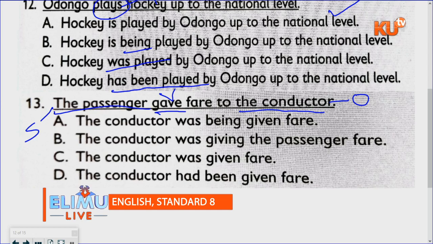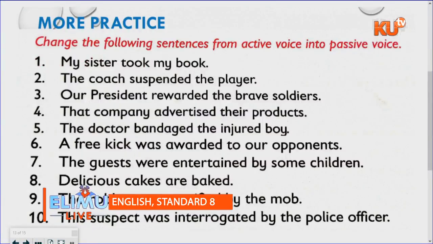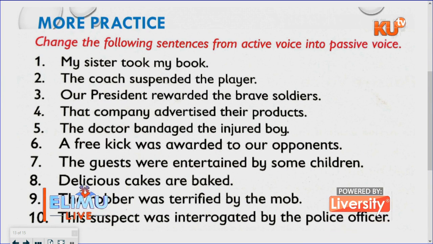So we do some more practice. I have some more practice for you. The questions that I showed you were the most recent questions tested in the KCPE exams in this topic. It doesn't mean that they are only two. If you do a wider search, you will find that there are very many questions that have ever been asked in the national exam from this topic.